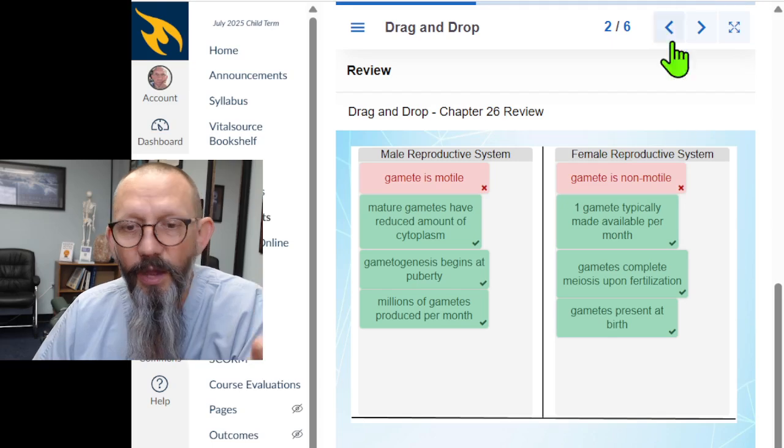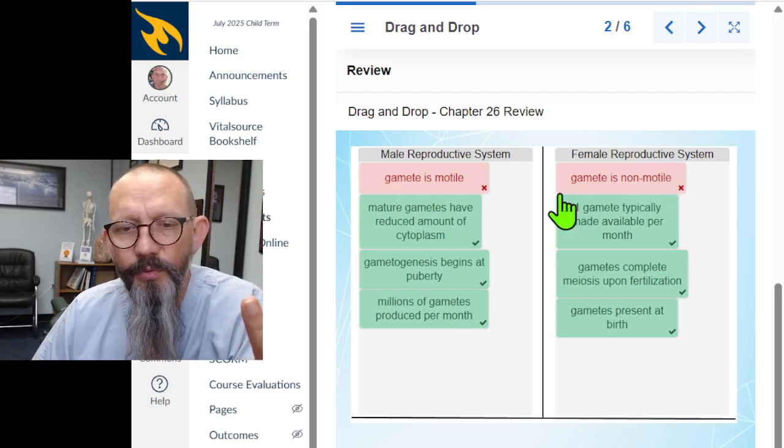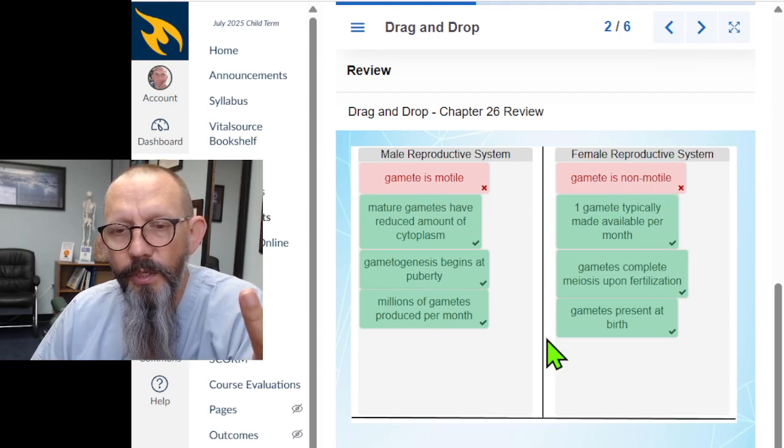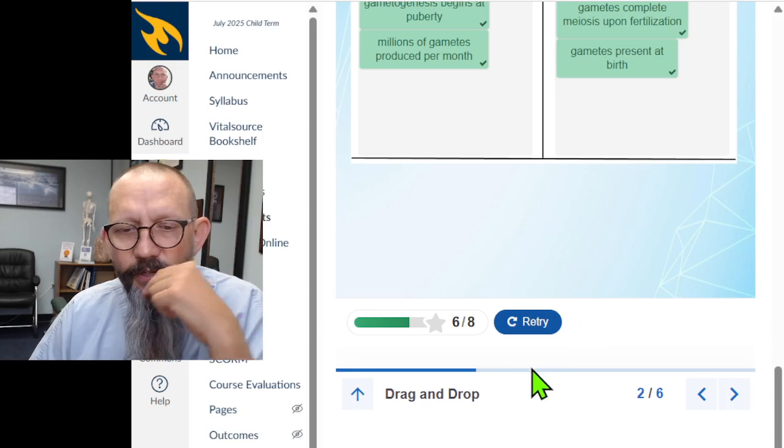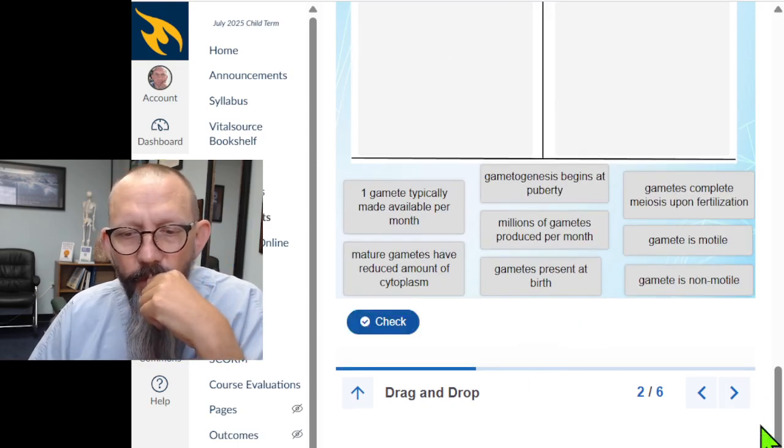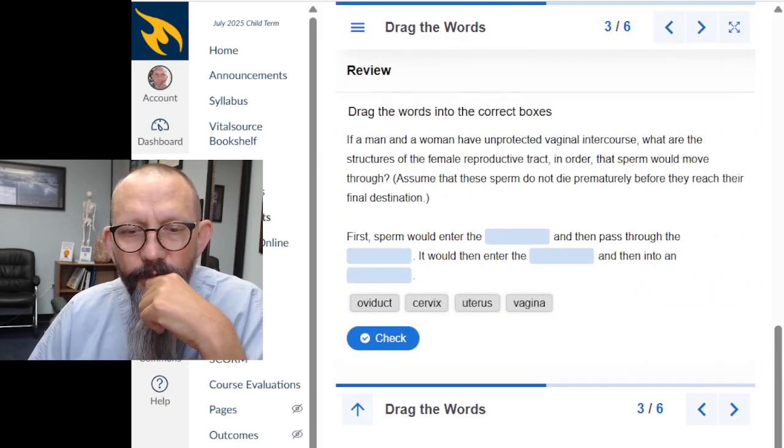So let's see how we did. Did we get everything? We missed how they are non-motile and motile. Male reproductive, motile, and non-motile. I'm going to have to look that one up. That's terrible. Okay, we'll do a different one here.